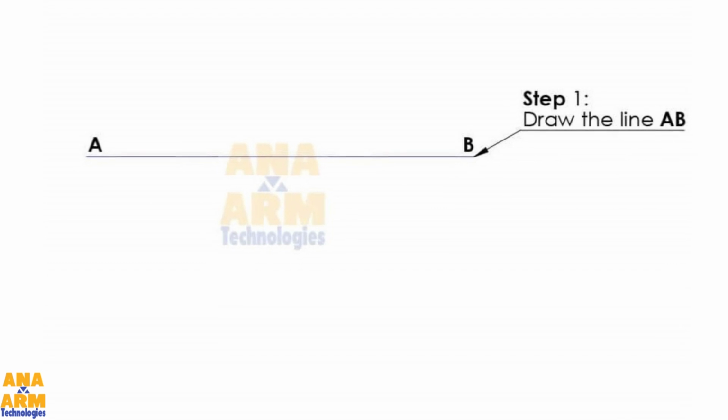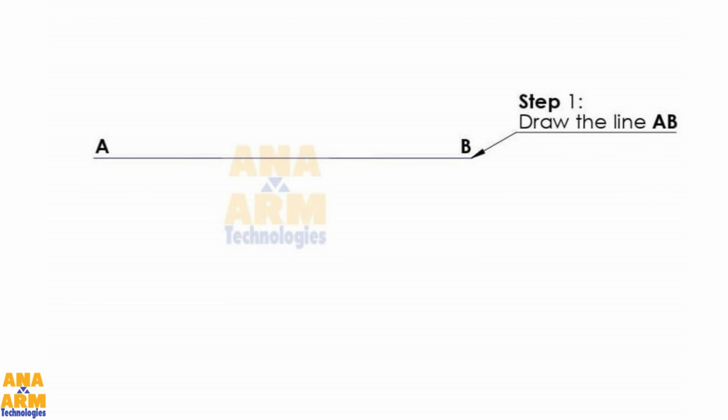Step 1. Draw the line AB. The length of the line may not be known.